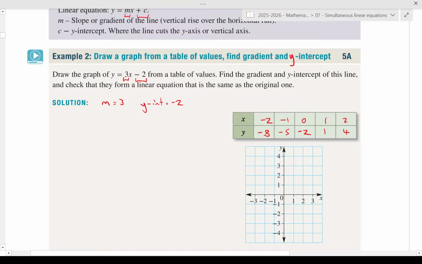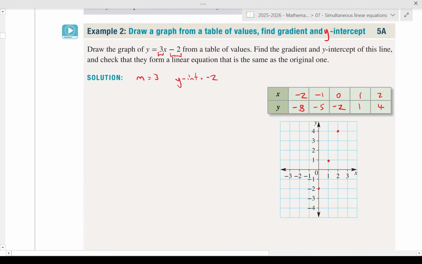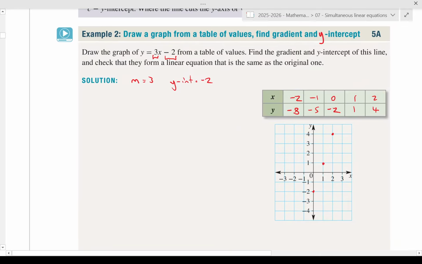So that is what I'm going to plot. I've got 0, minus 2. I've got 1, 1. I've got 2, 4, and you'll notice that the other ones, I might be able to get one more on there. Minus 1, minus 5 is there. So the rest of them don't sit on there. So that is our line.